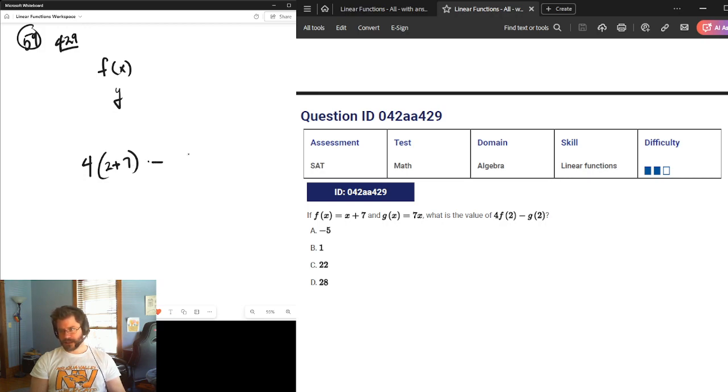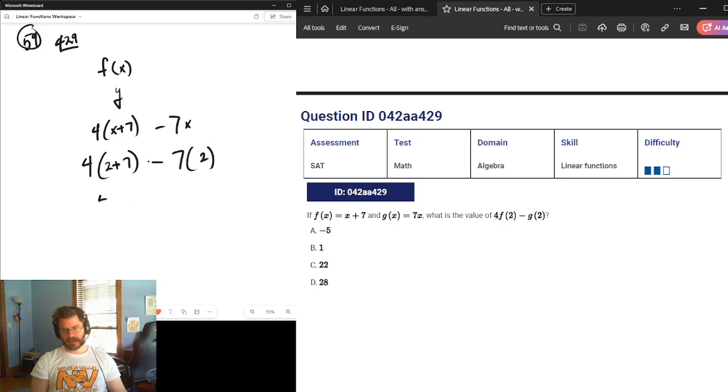We got minus, and then g of 2. So g is 7x, and when 2 is in the x position, we'll have 7 times 2. We could make it simpler. We could say like 4x plus 7 minus 7x. And we're just replacing f of x and g of x wherever we see those in. And then because we had a 2 in the position of x, we're putting a 2 into there.